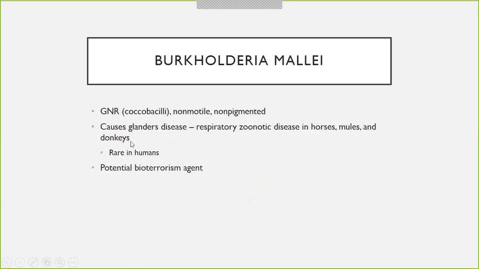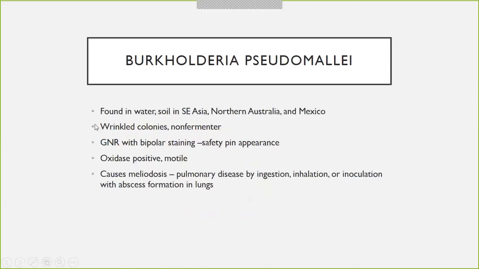Burkholderia mallei is what's responsible for what we call glanders disease. This is more of a zoonotic infection that affects horses, mules, donkeys. Pretty rare in humans, but why we need to know it is it can be launched as a bioterrorism weapon. So just always keep that in mind. And remember that Burkholderia mallei causes glanders, and Burkholderia pseudomallei causes melioidosis. So you do need to remember that. Melioidosis is a pulmonary infection, so it forms abscesses in the lungs. Again, oxidase positive, motile, gram-negative rod, found in water and soil, so causes melioidosis.